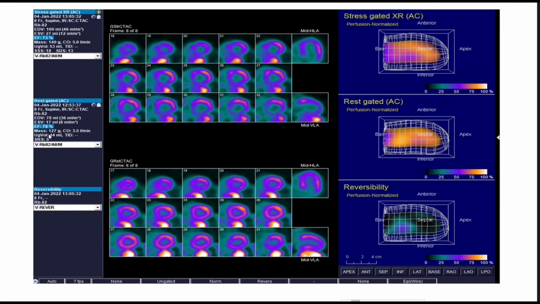If we look at his EF, it actually drops. It goes from 78 down to 73. You will find some readers that argue that an EF above 70 is normal, and they kind of discount this. But any drop is significant in my mind.